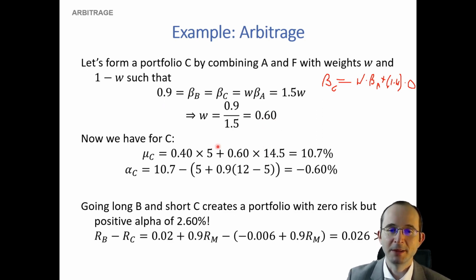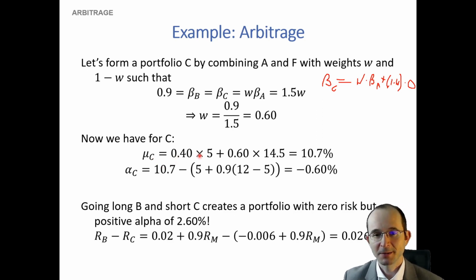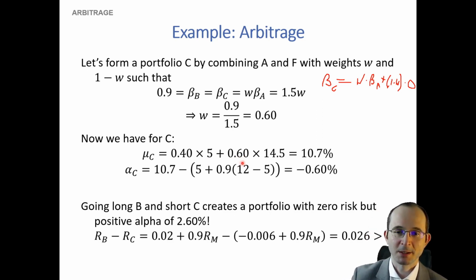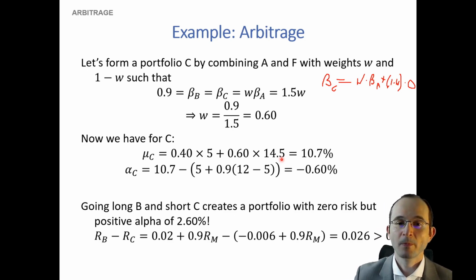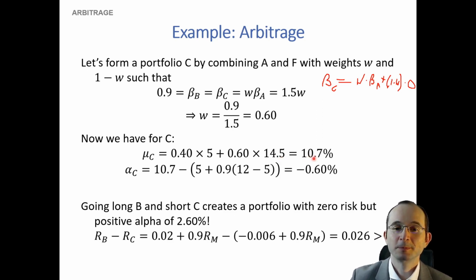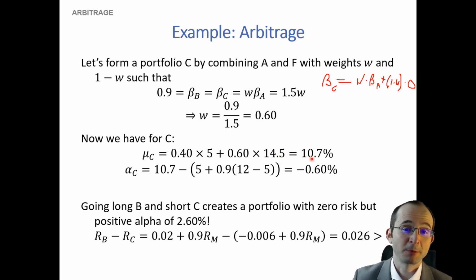So we should create this portfolio C that now has 40%, or 1 minus 0.6, in the risk-free asset with an expected return of 5%, and W, or 0.6, in portfolio A that has an expected return that we calculated on the prior slide of 14.5%. Now, what's the expected return on this portfolio? Well, we just multiply this out and we get an expected return of 10.7%.